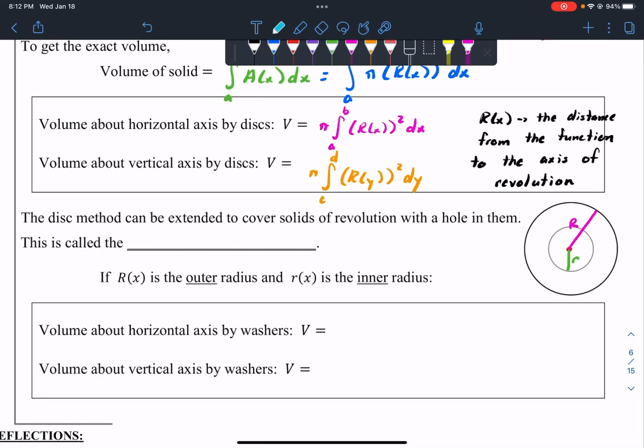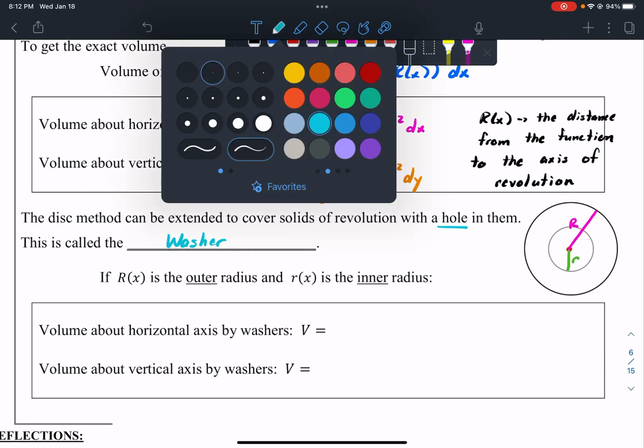We can apply the disk method to scenarios where there is a hole in the disk. But this has a special name. It's called the washer method. And a washer is basically an item that goes on the end of a bolt in order to secure it. And it has a hole in it so it can fit over the bolt.